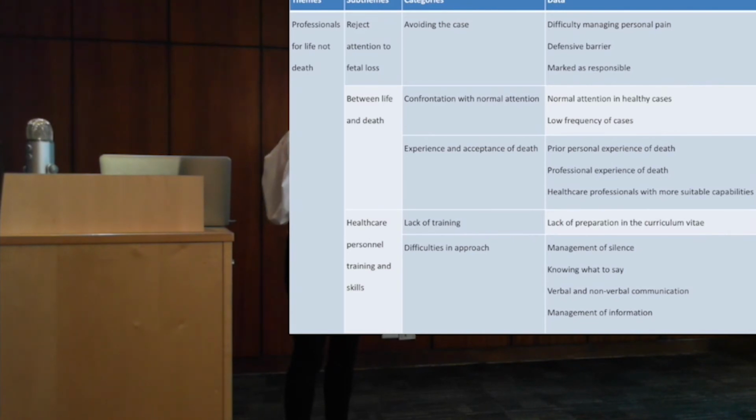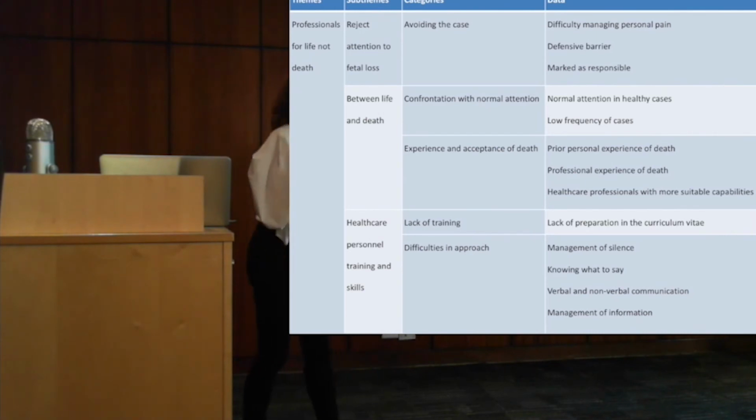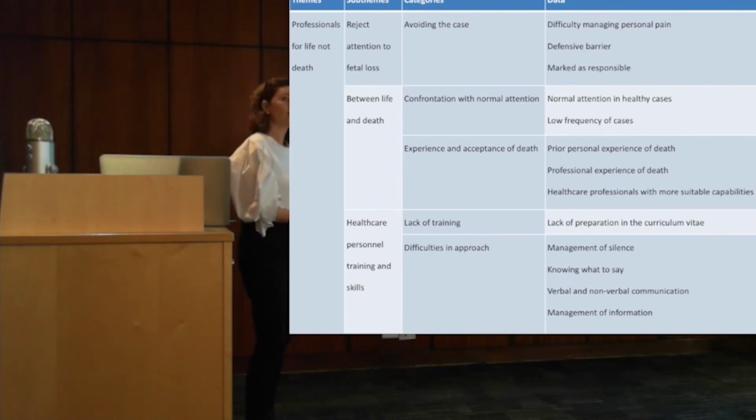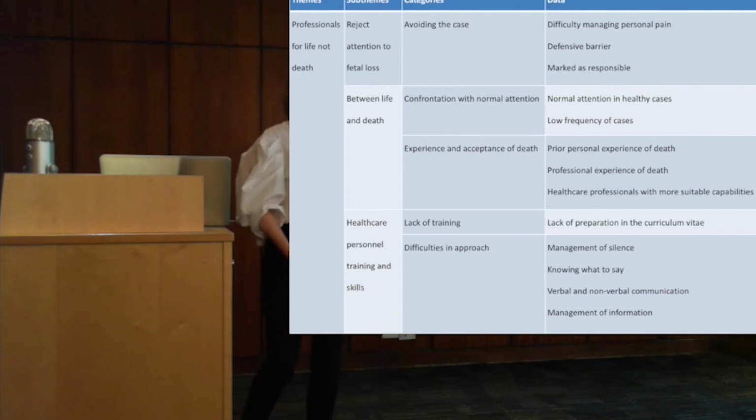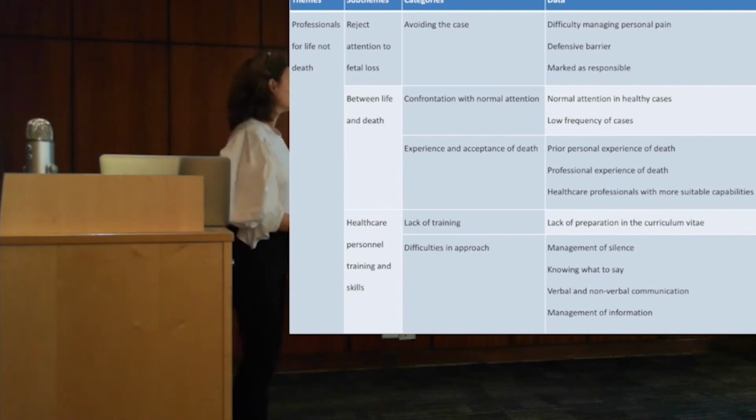There was going to be a baby, and it's not any baby at all. Furthermore, you have to deliver vaginally a baby that can be completely shaped, but is dead, so they don't know how to manage this silence. They don't know what to say. They don't know how to manage verbal and non-verbal communication. And of course, they don't know how to manage the information.